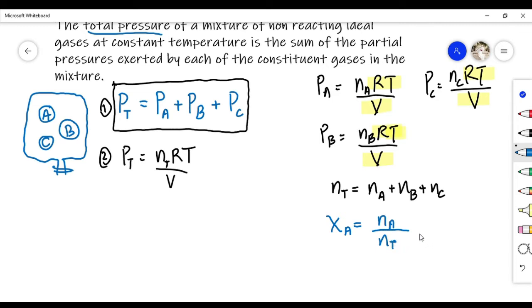Okay, so you can use this mole fraction to get each partial pressure. Macam mana? So let's say we want to find for gas A. So for gas A, kita dah ada pressure total sama dengan NA RT over V. Alright, so let's say kita tak tahu dia punya volume, kita tak tahu dia punya temperature and so on.